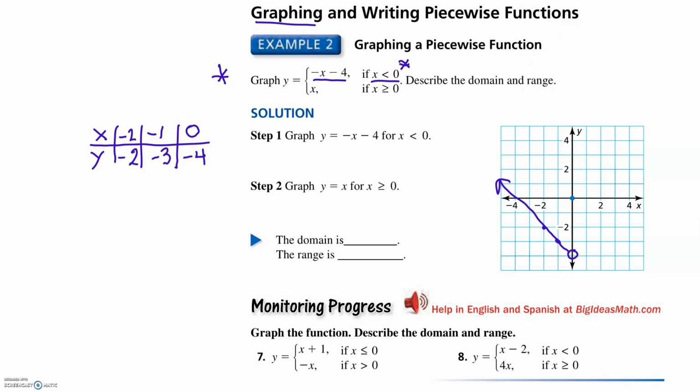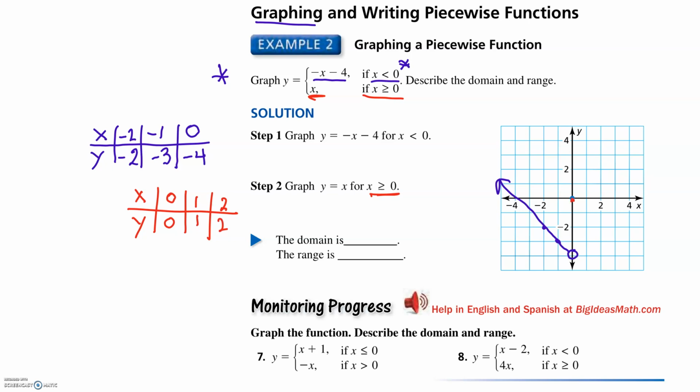All right, second piece. y equals x if x is greater than or equal to 0. Again, little table of values, x and y. So we're going to start at 0 and we're going to go up. x is greater than or equal to 0. So we're going to go 0, 1, 2. We need values that are greater than or equal to 0. So y equals x. If x is 0, y is 0. The x and the y are the same.